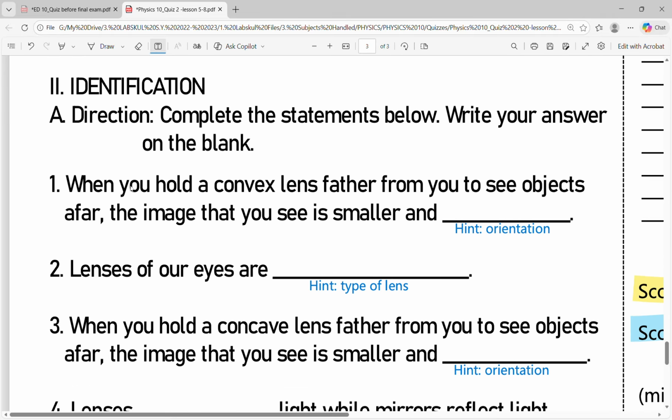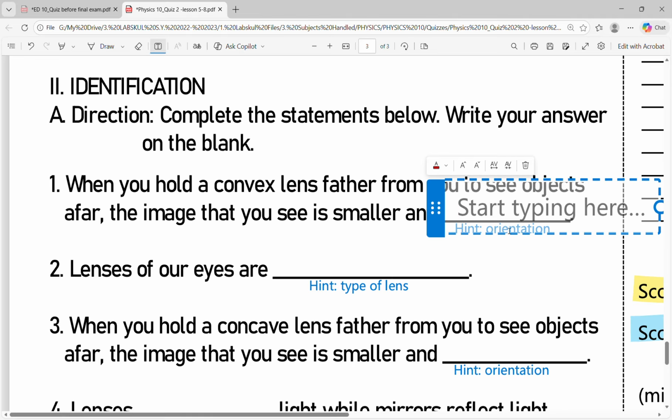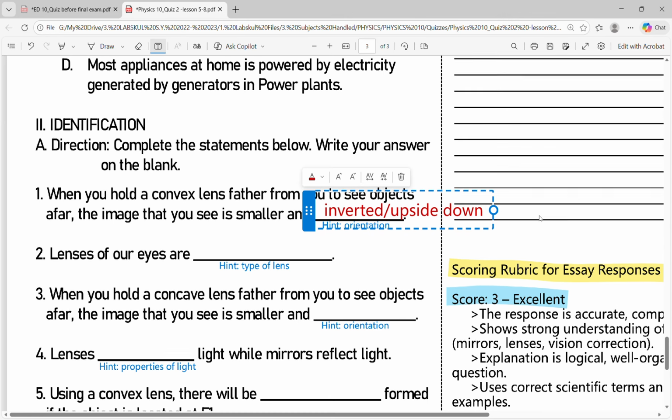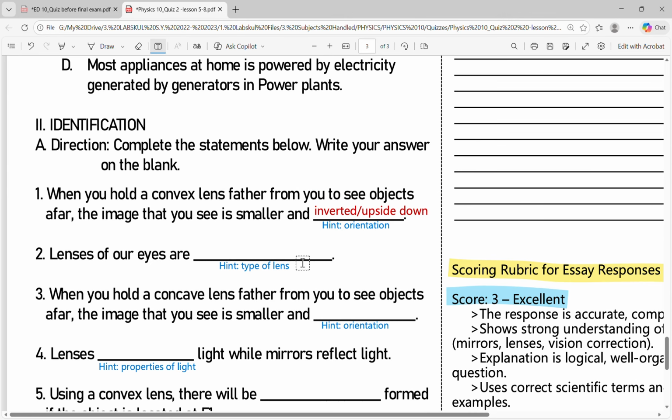Identification. When you hold a convex lens, again, convex lens is just like a concave mirror. The image is smaller and inverted or upside down. So that's a convex lens, just like the image formed in a concave mirror. Lenses of our eyes. So, your hint here is what type of lens? Of course, either concave or convex lens.